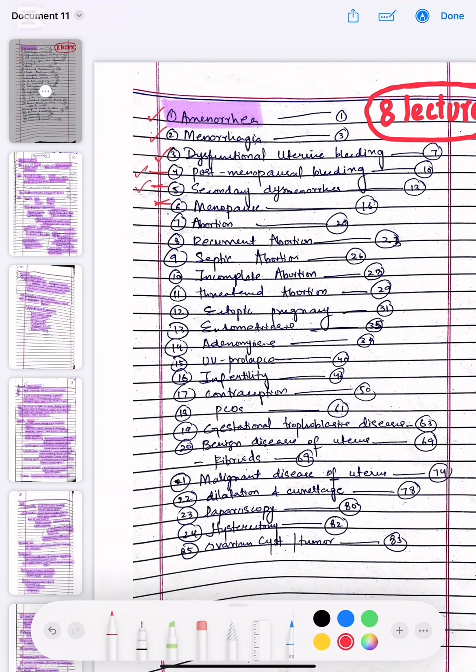In the next section, we will discuss abortion: the recurrent abortion, the septic abortion, the incomplete abortion, and the threatened abortion. We will try to complete all the abortion part in just one section of the video.